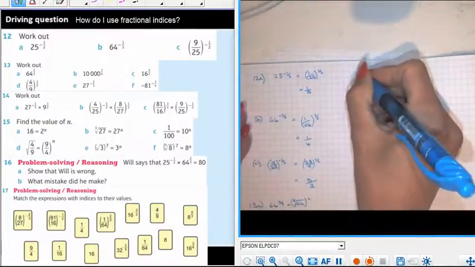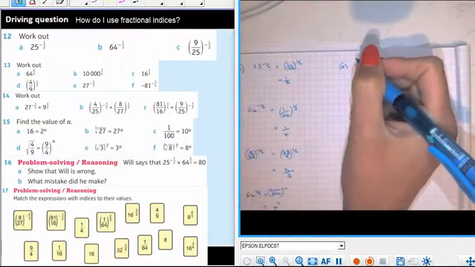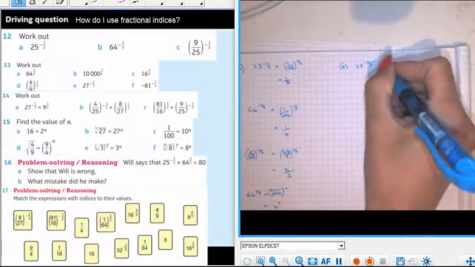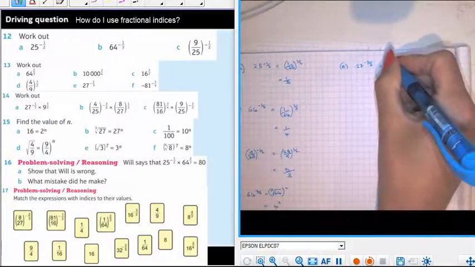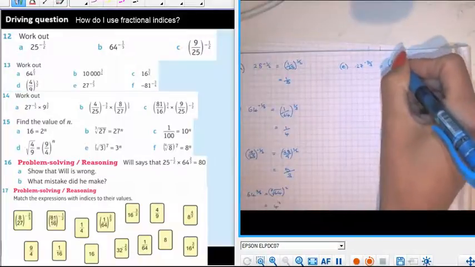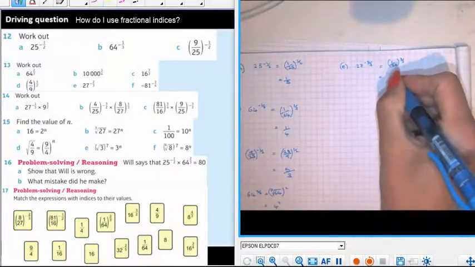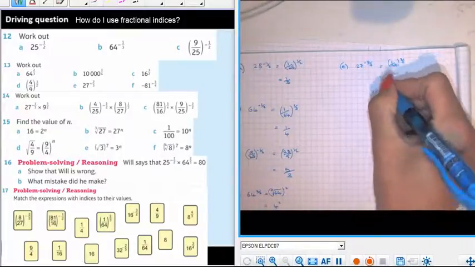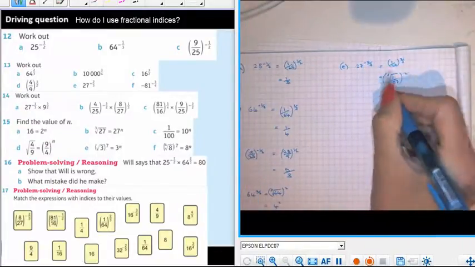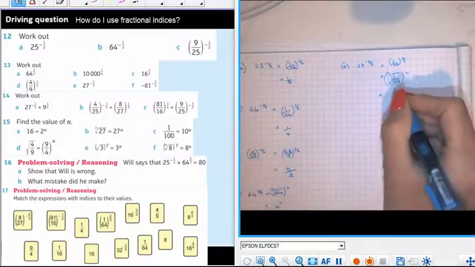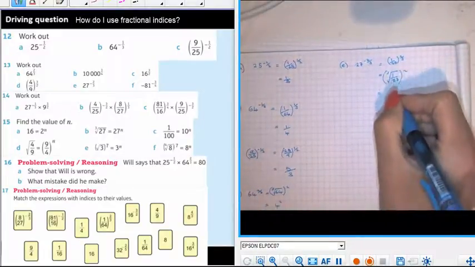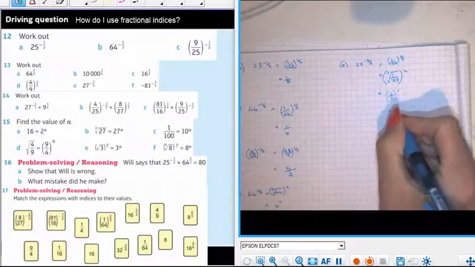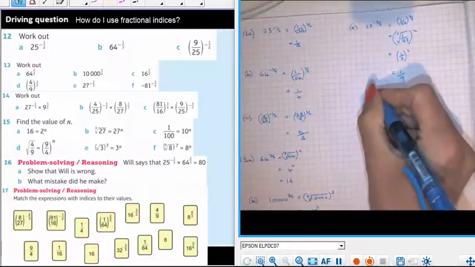So let's do 13e up here. 27 to the power of negative 2/3. So that will be the same as 1 over 27 to the power of 2/3. So I'm going to cube root 1 over 27 and then square the result. The cube root of 1 over 27 is 1 over 3, and 1 over 3 squared is 1 over 9.